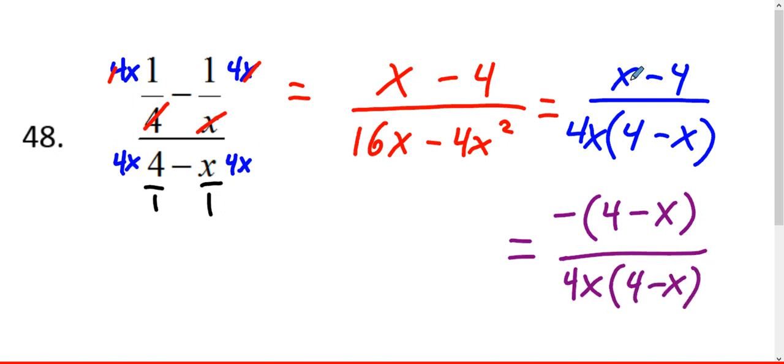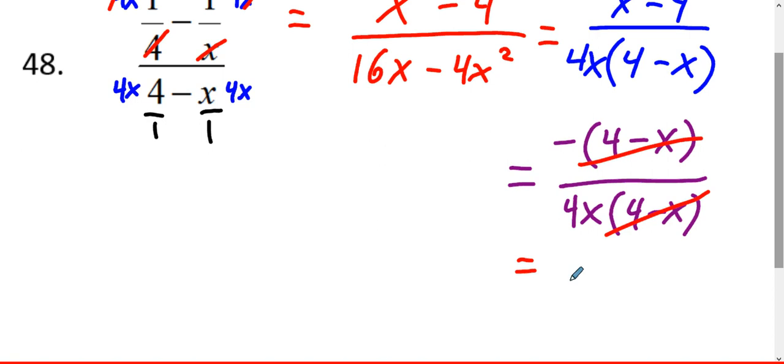So really you're just factoring out a negative from the top, which now 4 minus x, that cancels. So our final answer here is negative 1 over 4x. Once everything simplifies, cancels out.